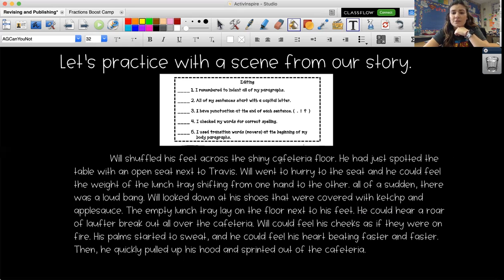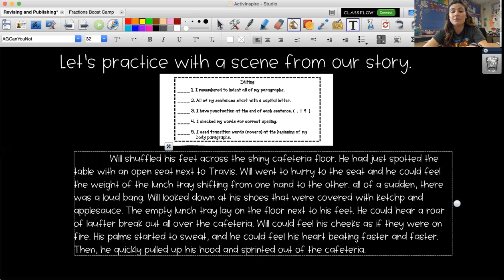Will shuffled his feet across the shiny cafeteria floor. He had just spotted the table with an open seat next to Travis. Will went to hurry to the seat and he could feel the weight of the lunch tray shifting from one hand to the other. All of a sudden, oh, I can see here, not a capital letter. We're going to capitalize that A. That is number two. All of a sudden, there was a loud bang. Will looked down at his shoes that were covered with ketchup. Oh, he's missing a U in ketchup. Ketchup and applesauce.